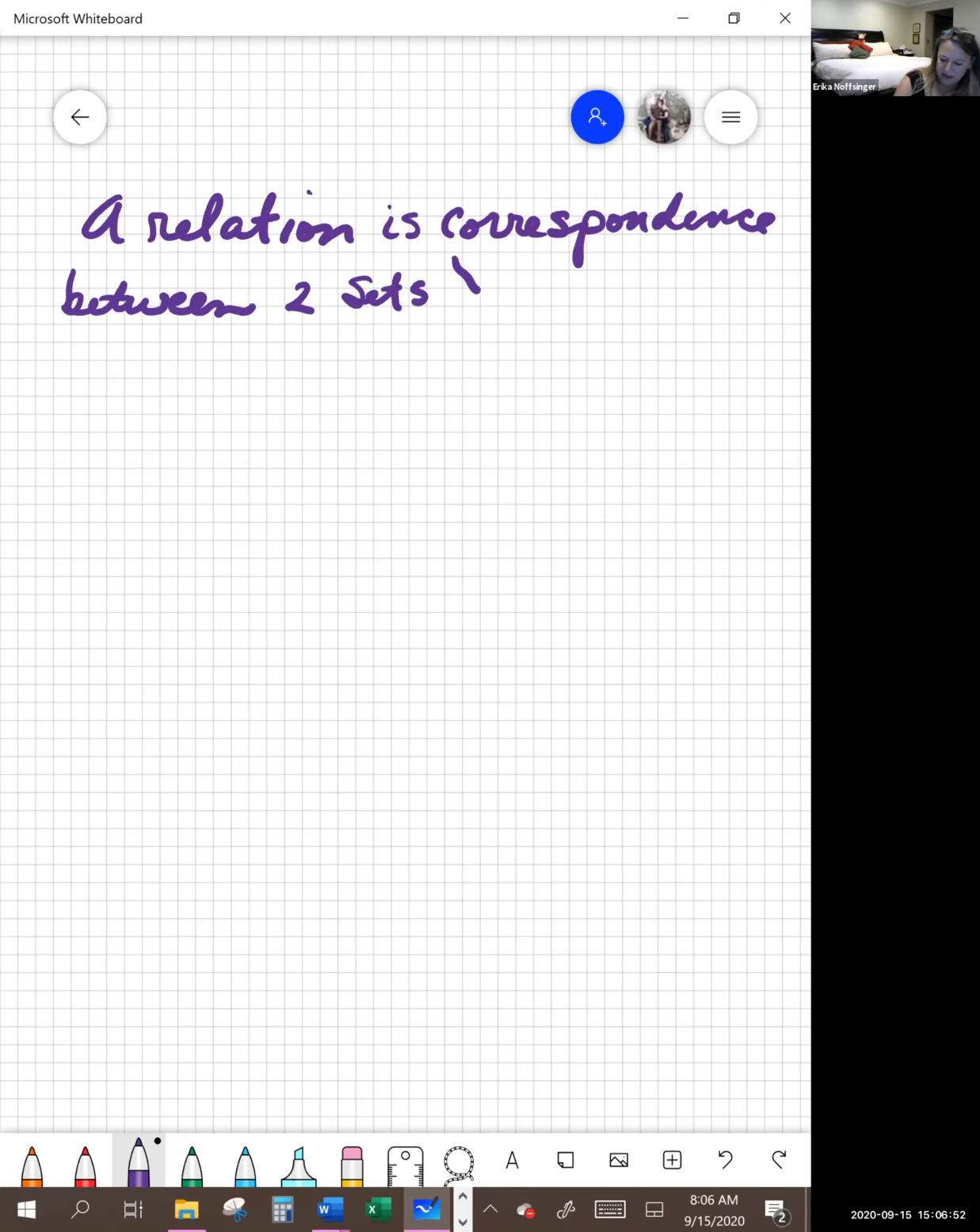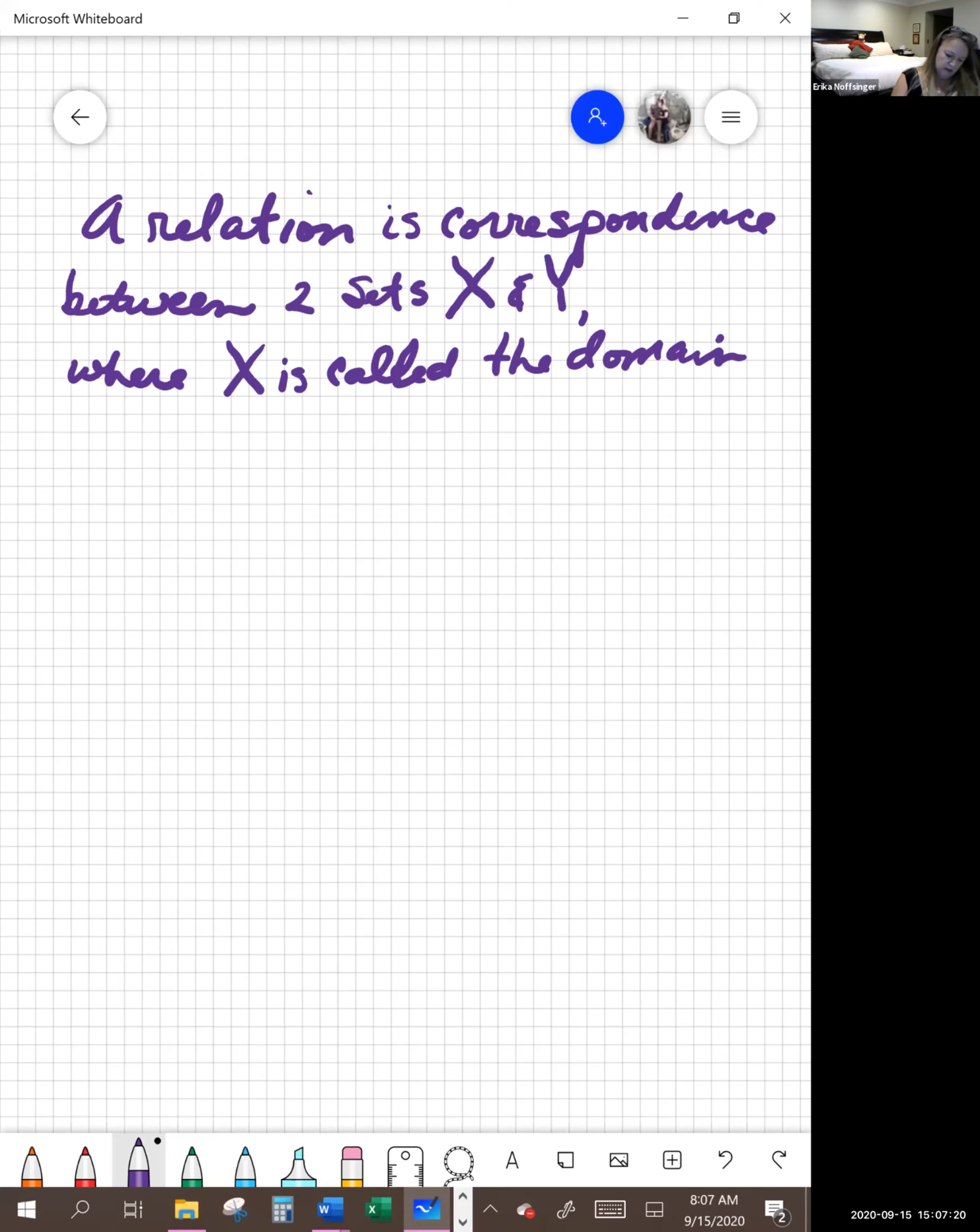let's call it capital X and capital Y, where X is called the domain, and Y is called the range.